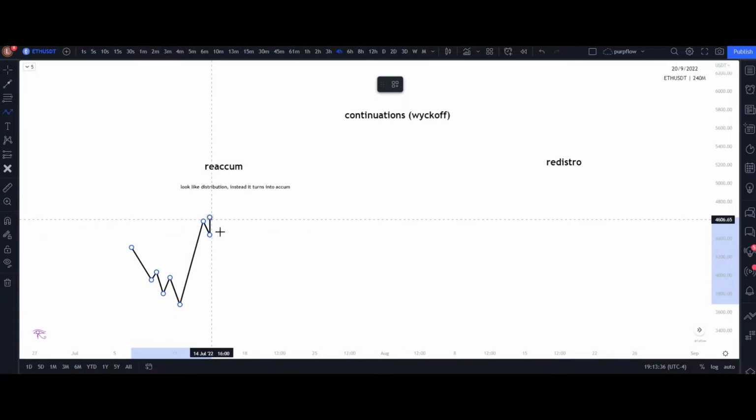So we get that manipulation of highs, right? As we're coming within these areas, we take out the highs, and then we see the lows that are being left for the distribution. Once the distribution occurs, we have our final LPSY, right? And then we get the liquidation of the lows.